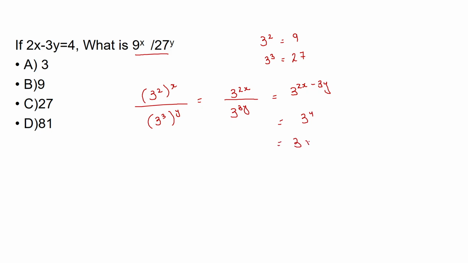Of course 3 power 4 is 3 multiplied by itself 4 times. So this is 9. This is also 9. And when we multiply this we get 81. So the right answer is 81.